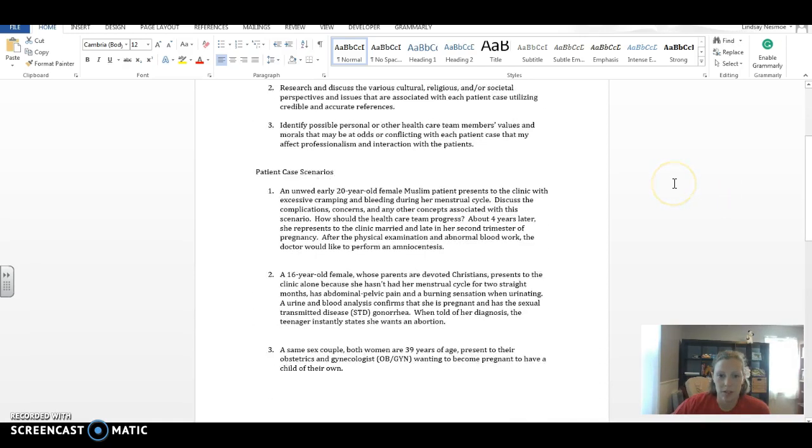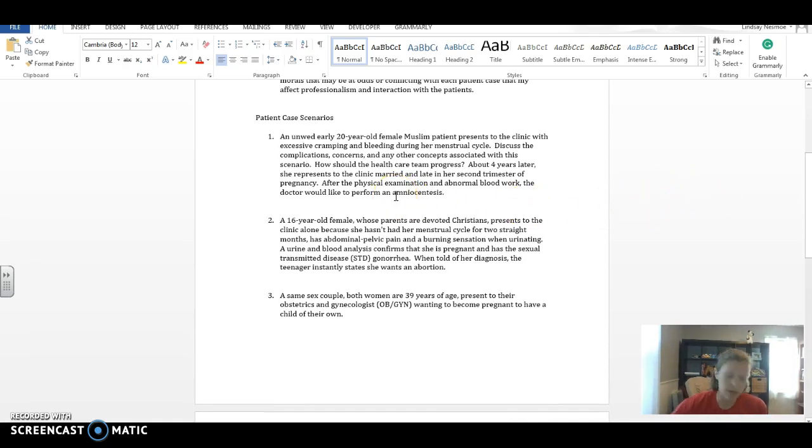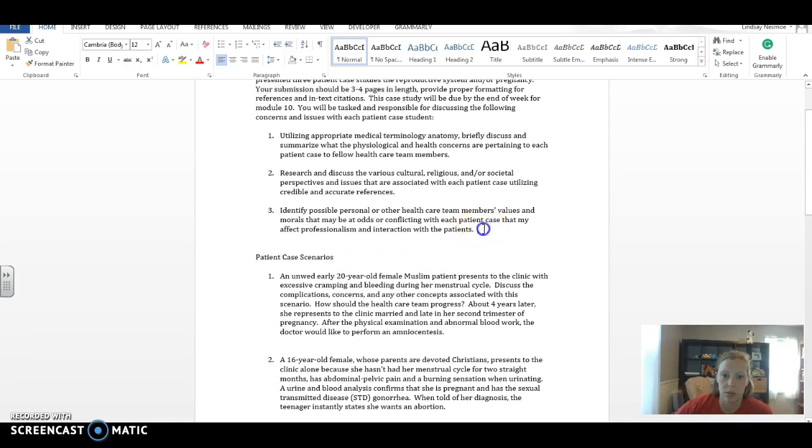You will need to take a look at number 1, the unwed 20-year-old. Number 2 is a 16-year-old pregnant patient. And then number 3 is a same-sex couple looking to become pregnant. So take a look at these 3 scenarios and then address these 3 questions above that are just highlighted here. You'll need to analyze and summarize what's happening in each case, discuss any cultural, ethical, societal issues, and then any personal or healthcare team members' values that might be conflicting with the patients at hand.